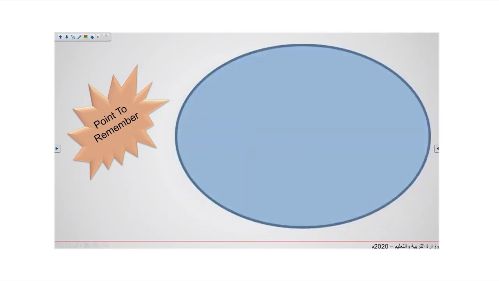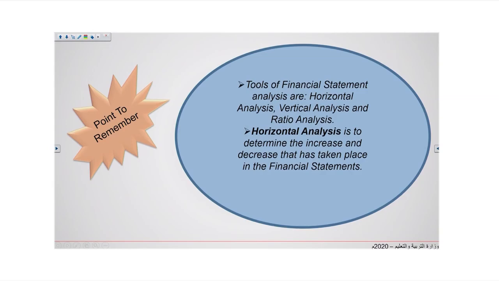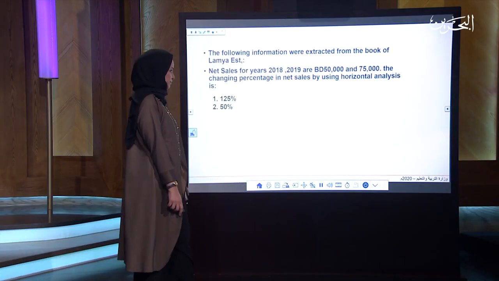Okay, so in this lesson we have points to remember, tools of financial statement analysis. We have horizontal analysis, vertical analysis, and ratio analysis. Today we explained horizontal analysis, which is to determine the increase or decrease that has taken place in the financial statement, which is the income statement and balance sheet. Next lesson will be about the vertical analysis.